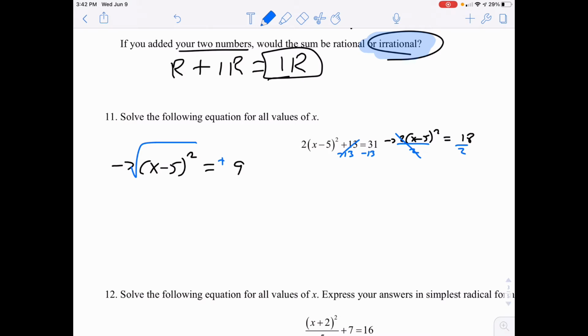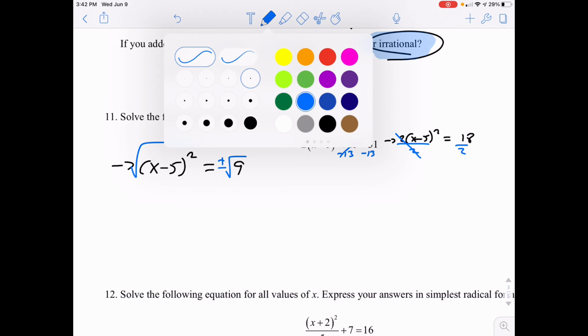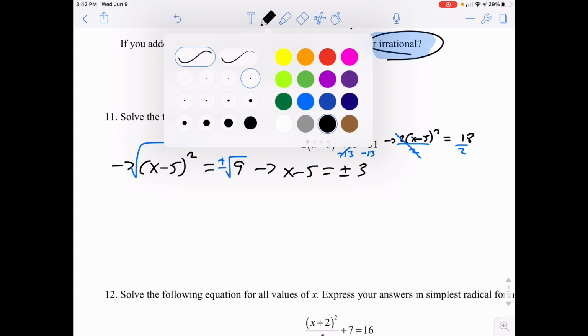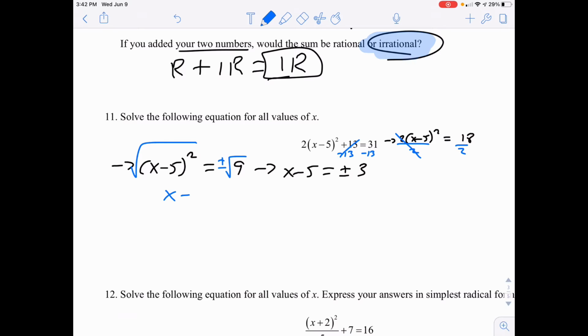Square root of both sides, plus or minus. And we get x minus 5 is equal to plus or minus 3. Last step, let's split this up into separate equations. x minus 5 equals the positive root, 3, or x minus 5 equals the negative root, negative 3. Solve each one.